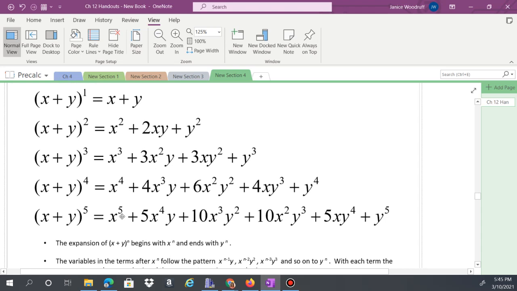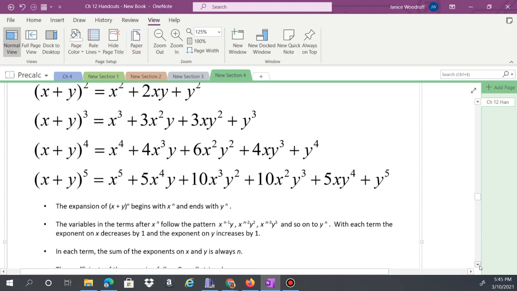So go down to the 5th one, you have x to the 5th, x to the 4th, x to the 3rd, x squared, x to the 1st, x is gone. Same with the y's. Y is gone, then 1, 2, 3, 4, 5. So it's revealing a pattern there. We're going to look at that pattern, and then also the numbers in front.